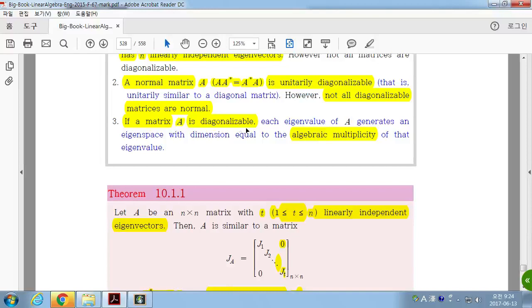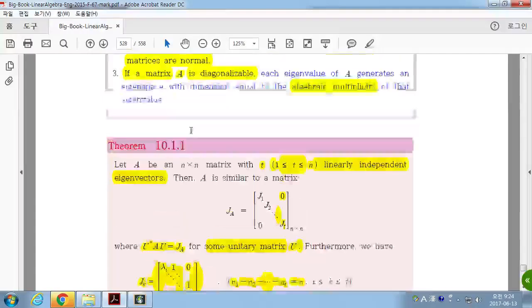If a matrix A is diagonalizable, then each eigenvalue of A generates an eigenspace with a dimension equal to the algebraic multiplicity of that eigenvalue. If each eigenvalue has an eigenspace with dimension equal to its algebraic multiplicity, then if we add up all those algebraic multiplicities, we get the size of the matrix, which means we have n linearly independent eigenvectors, which means A is diagonalizable. These are review.